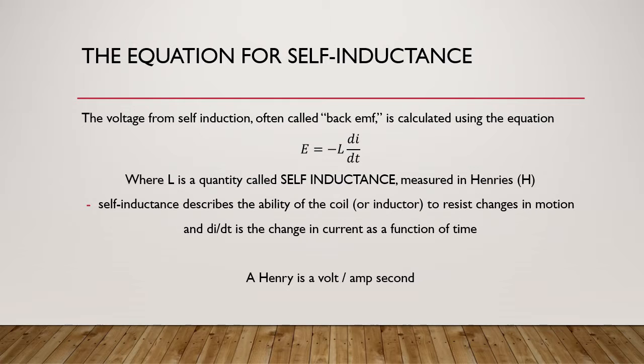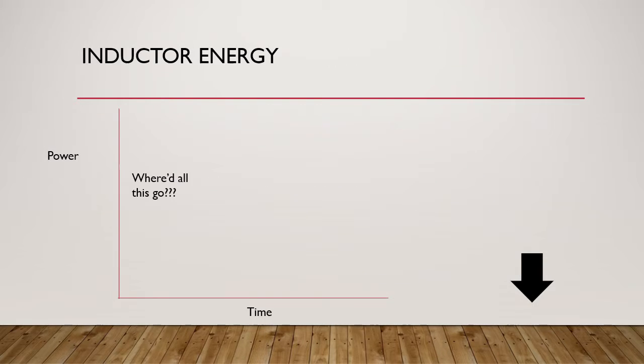And a Henry is a volt per amp second. So volts over amp seconds, not volts over amp times seconds. A volt over an amp second is the unit for a Henry. Many times Henrys are listed in millihenries or microhenries because they can be pretty small. Now we're talking about the energy.